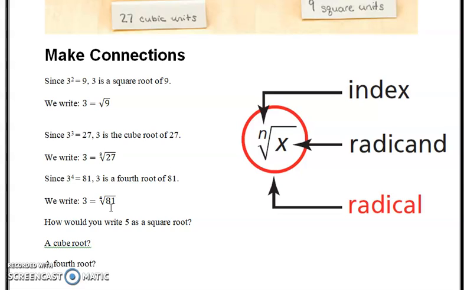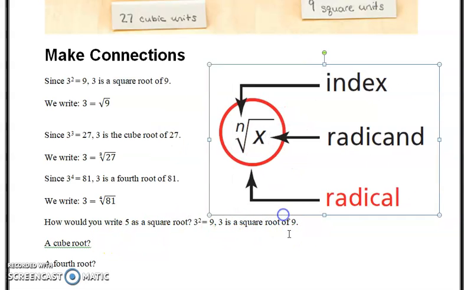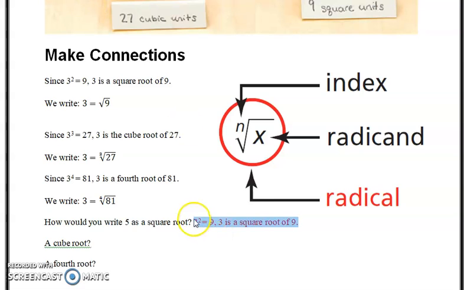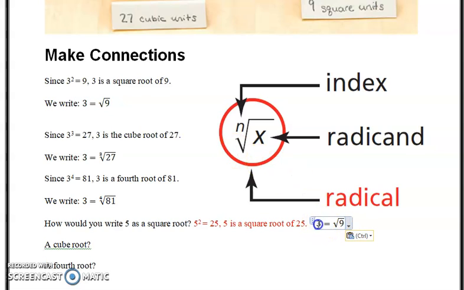Okay? So how would you write 5 as a square root? Well, we know that since 5 squared is equal to 25, 5 is a square root of 25. So we can represent that as 5 equal to the square root of 25. That's how we show that. Okay?